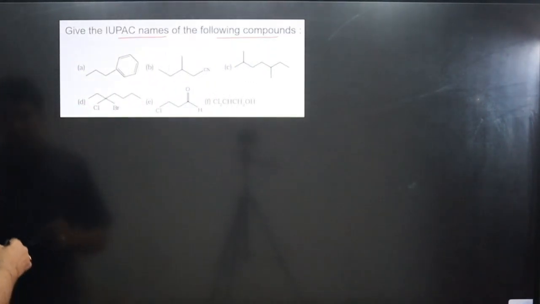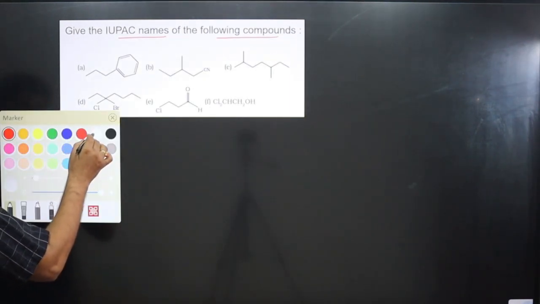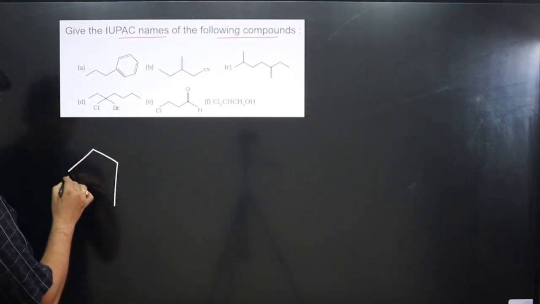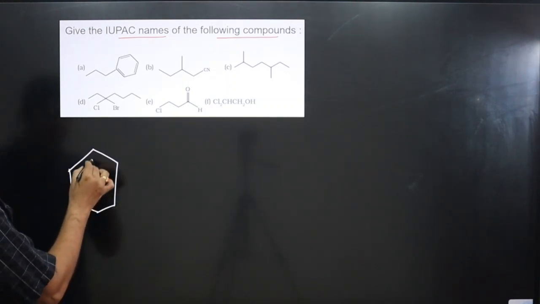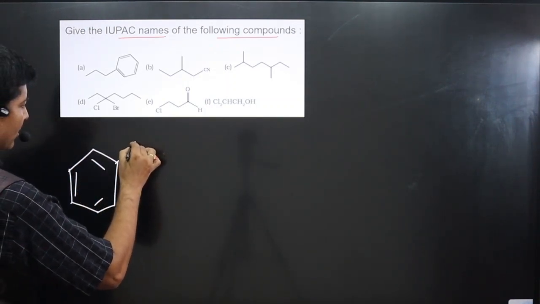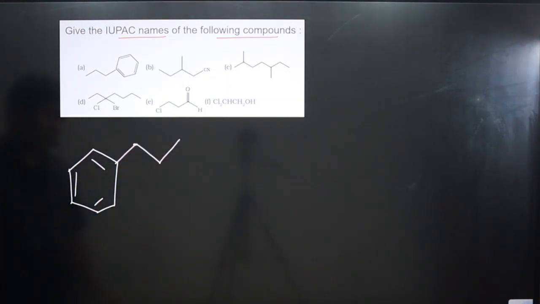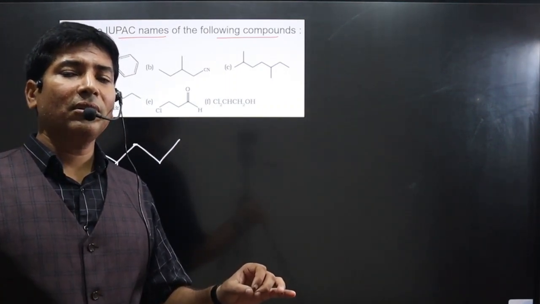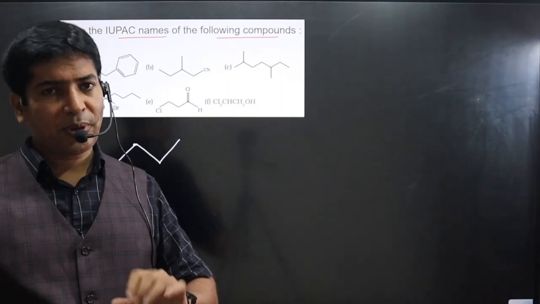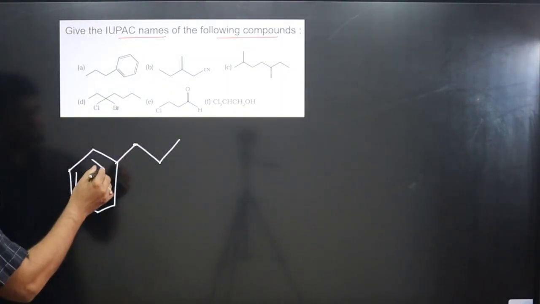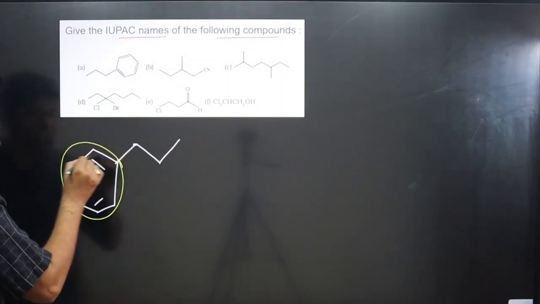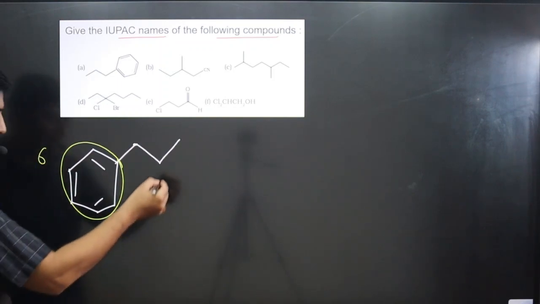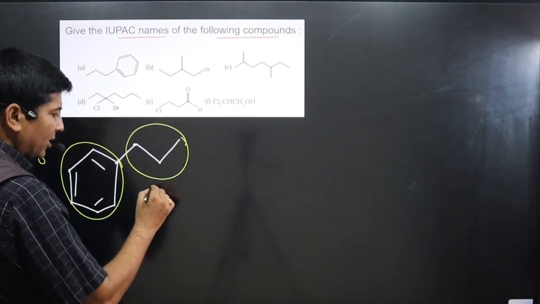The structure we have, we can see a benzene ring is there. Into the benzene ring, one small branch group is attached, in which how many carbons are there? 3 carbons: 1, 2 and 3. In general we have learned, the chain which has more carbons is considered as the parent chain. Now if you see, in the benzene ring how many carbons are present? In this case we have 6 carbons, and in this branching you can see how many carbons are there?